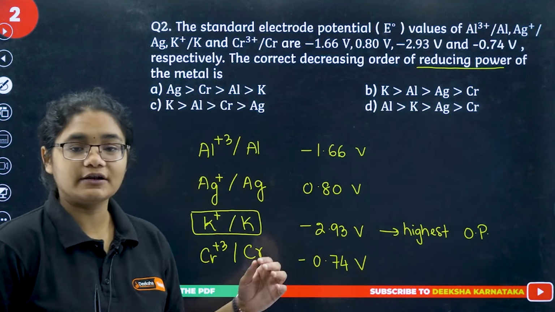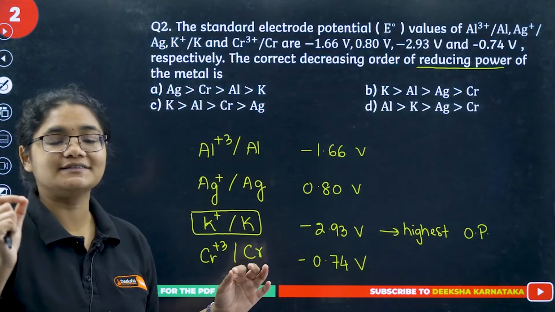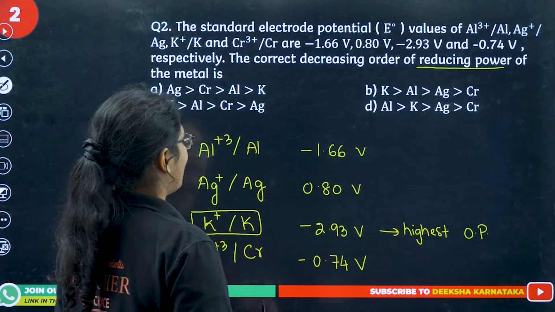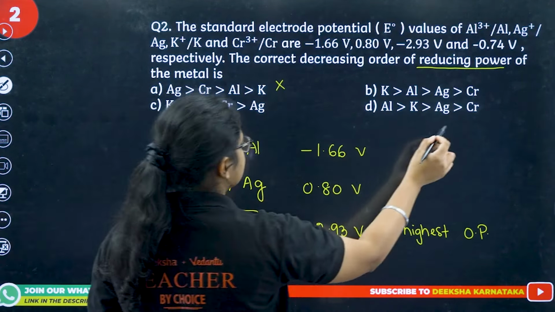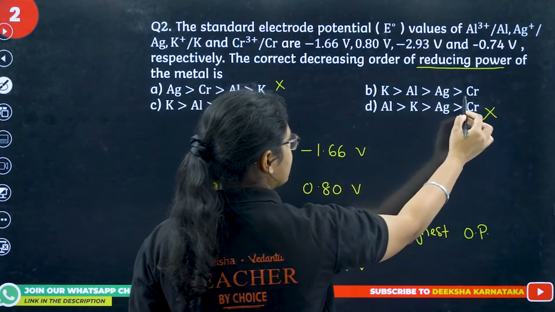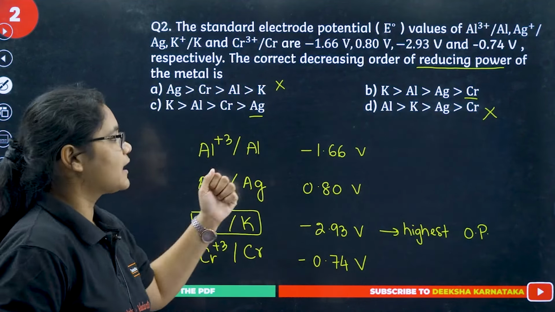So if it can undergo oxidation faster or in the best way, it will behave as the best reducing agent. So that is why K will be at the highest. I can eliminate these two options. Now you see in both the options the last element is different, so we have to just check the last element, then we can get the correct answer.